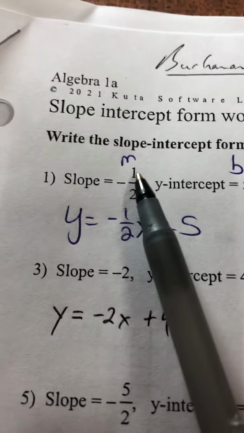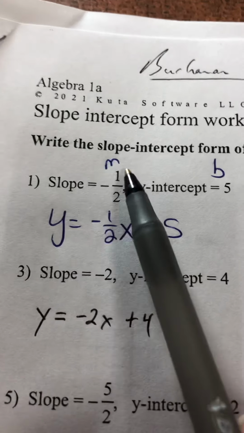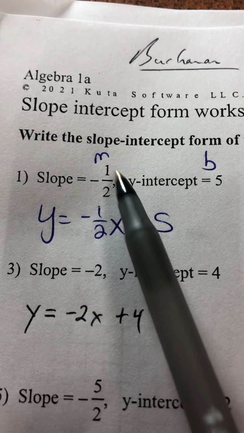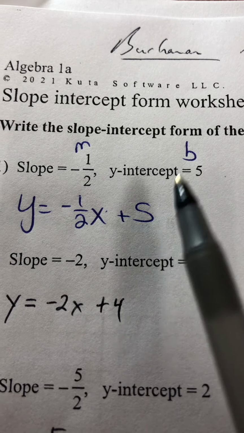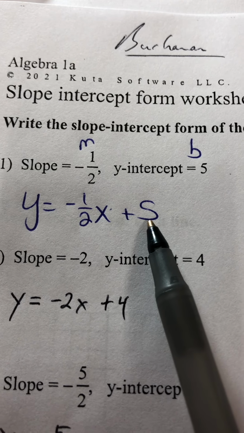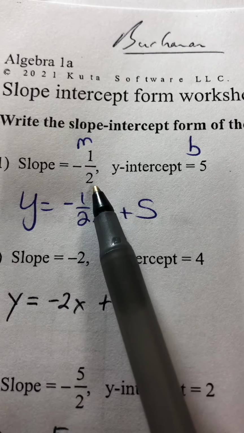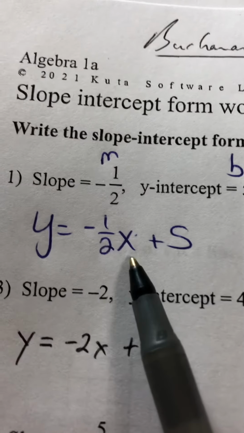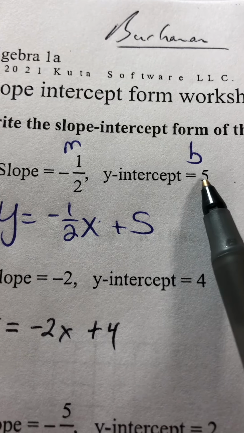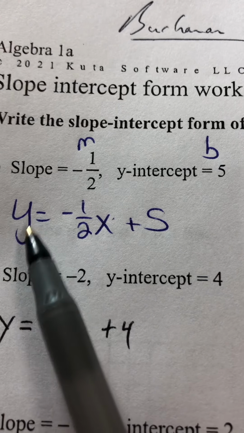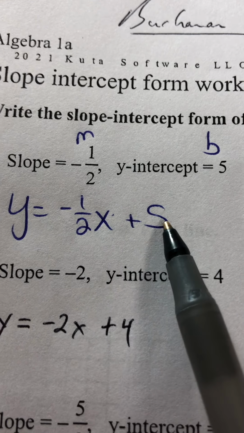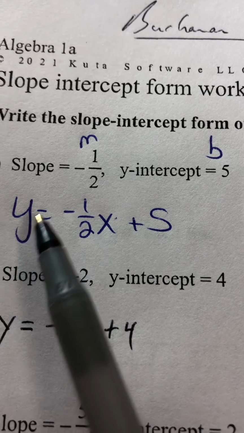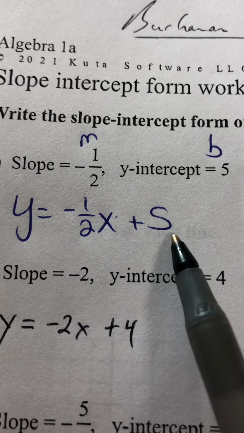So thinking of y equals mx plus b, this is going to be your m, your slope, and your y-intercept is going to be b, so that goes here at the end. So if I have a negative 1/2 slope, that goes before my x, and the 5 just goes at the end. So I just have y equals negative 1/2 x plus 5. So there's y equals mx plus b.